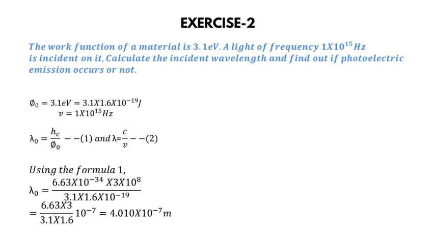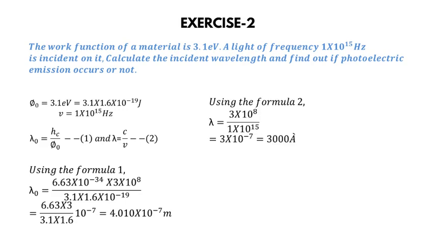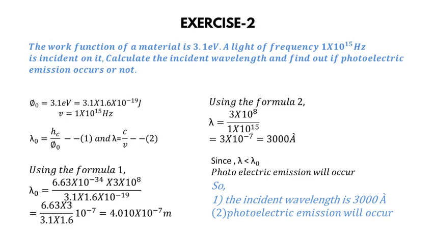Using formula 1, lambda naught equals 4.01 into 10 to the power minus 7 meters. Using formula 2, we find that the wavelength lambda equals 3 into 10 to the power 8 divided by 10 to the power 15, which is equal to 3000 angstrom. Since lambda is smaller than the threshold wavelength, photoelectric emission will occur. So, the incident wavelength is 3000 angstrom and the photoelectric emission will occur.